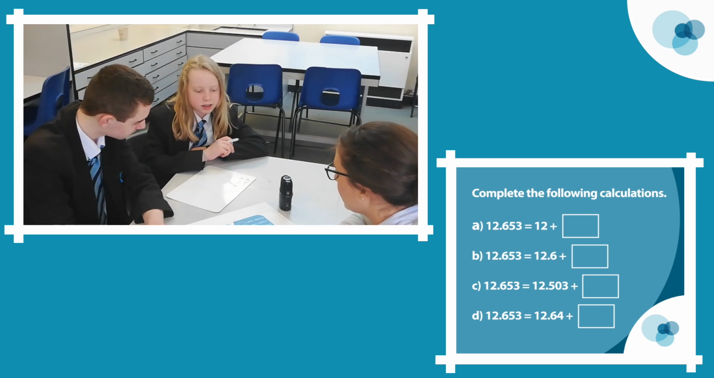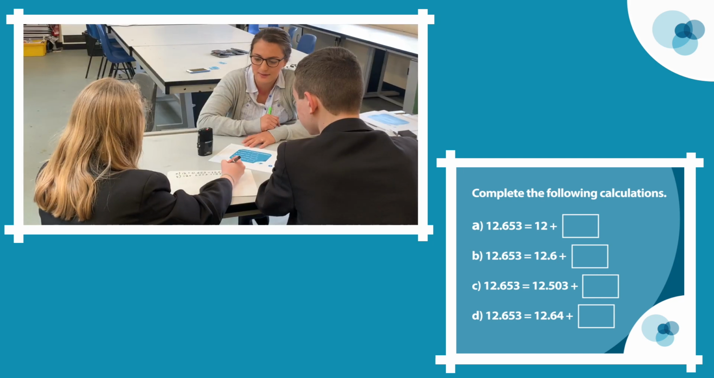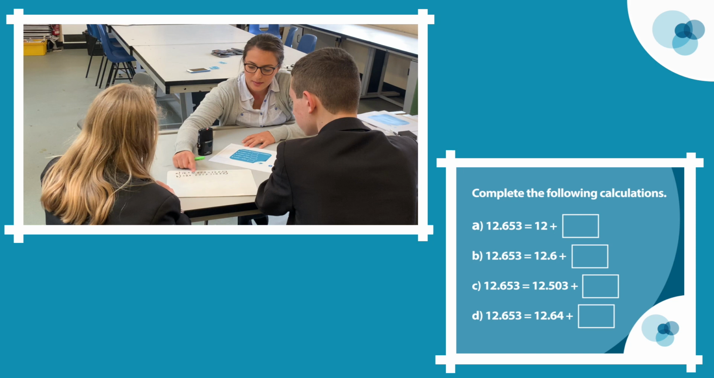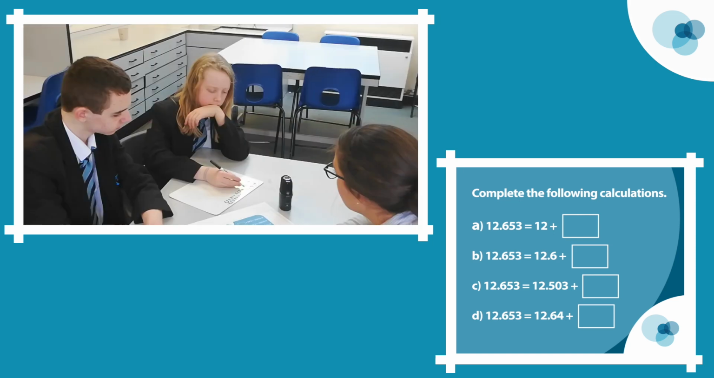0.053, because you've already got the 6. You happy with that as an answer? Yeah. And did that fit what you were expecting, that the bit that you were adding on was smaller than it was for question A?